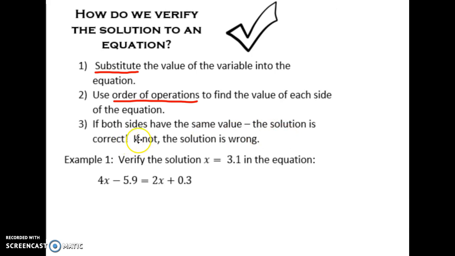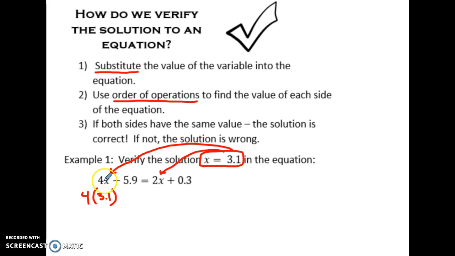If you do not have a balanced equation, in other words, you don't have the same value on both sides, then you know the solution is wrong. So, for the first example, we have a solution that says x, the variable, is equal to 3.1. So we're going to do substitution two places for this problem. We're going to substitute on the left-hand side of the equal sign because we have an x there. So the best way to substitute is, in place of the x, put a parentheses to hold your value 3.1.